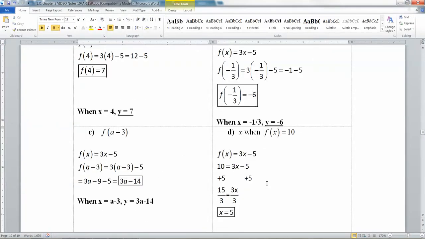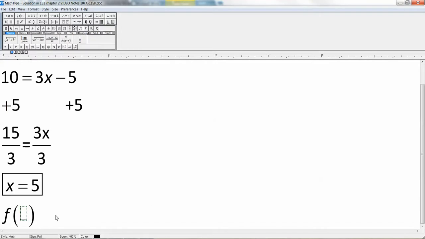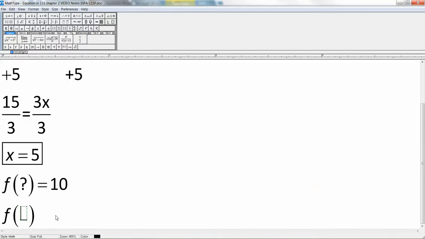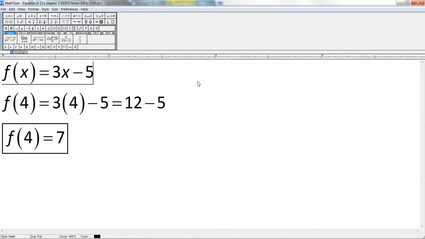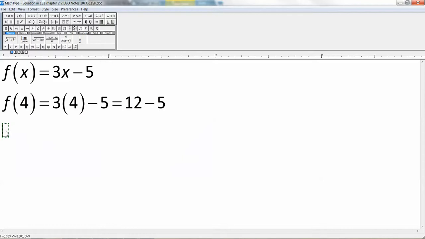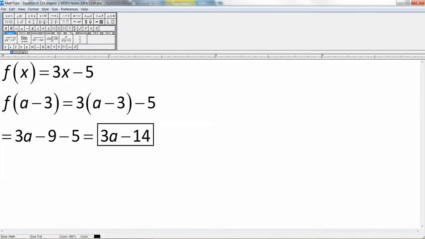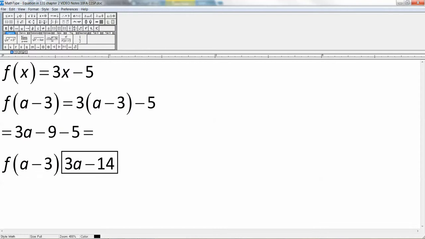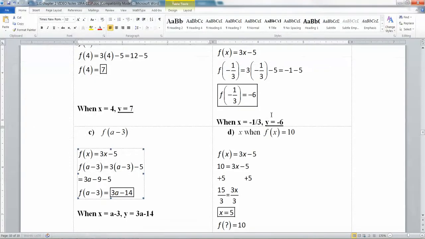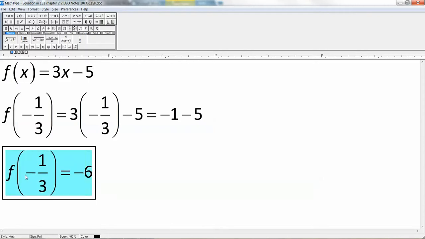Done. Okay. This one, I'm really asking f of what is equal to 10, right? So I found f of 5 is equal to 10. 5 was the answer part that I was looking for. That's a good way to do it here. Up here, I wasn't really looking for all of this in the box. What I was looking for was just the 7 part. The 7 part was the part that I was searching for. That's my answer. And then down here, f of a minus 3 is equal to, that's the part I'm looking for. And over here, the part that I was really looking for was that negative 6 part.